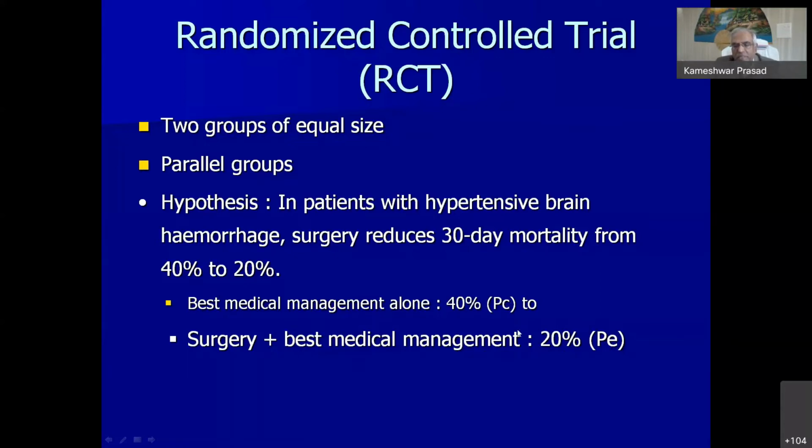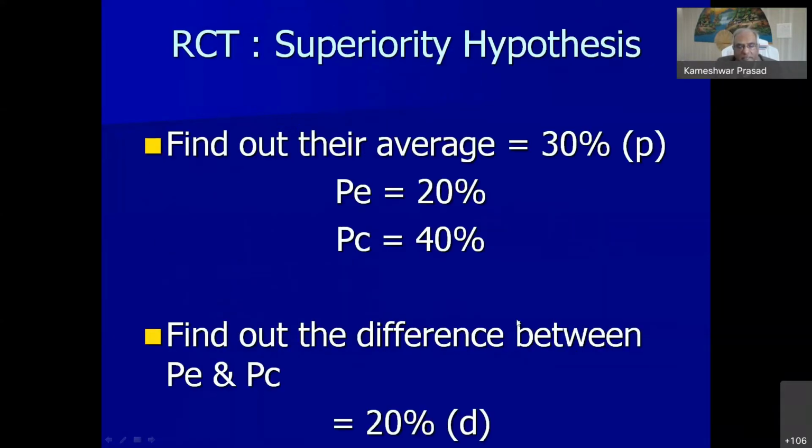PC or P0 is used interchangeably in my presentation. The percent of people who die with exposure to surgery is 20%, and those who die in the control group are 40%. So what is the average? The average is 30%. That average I have called P. So P is the average of PE and PC in this case.